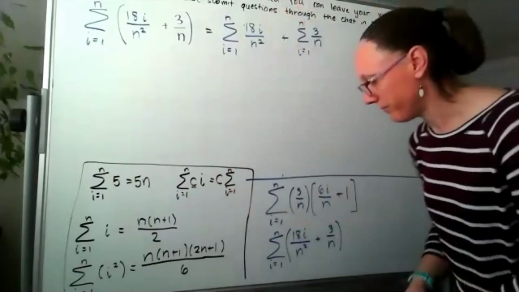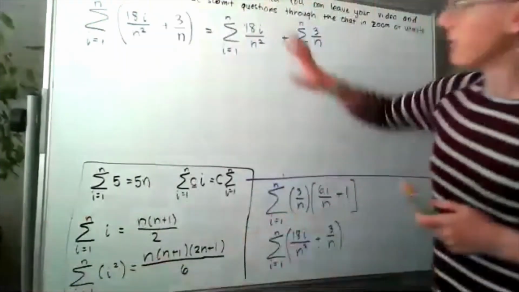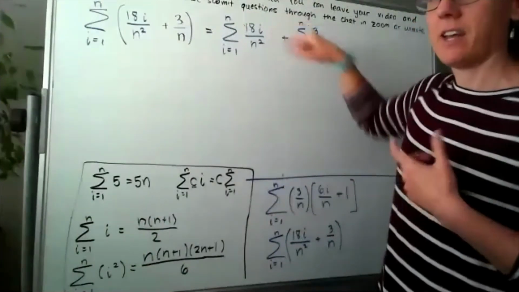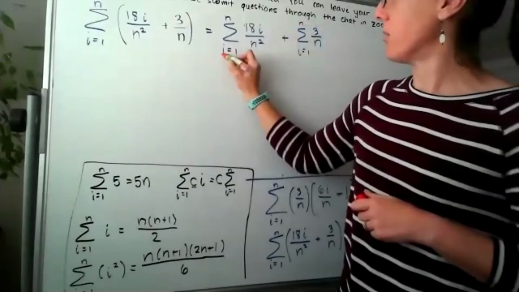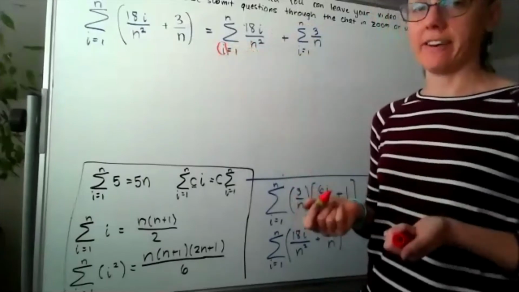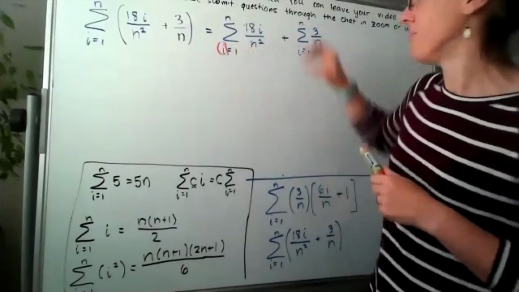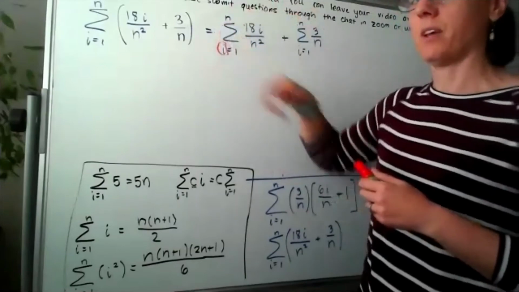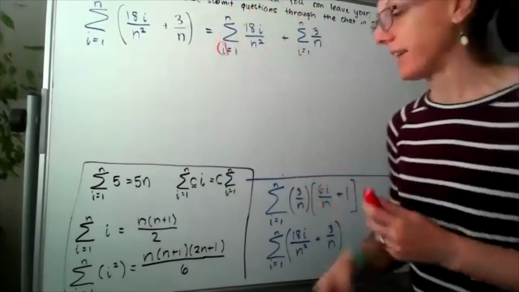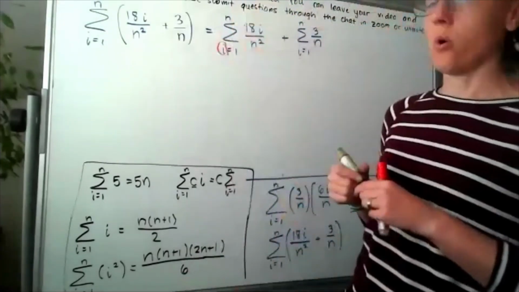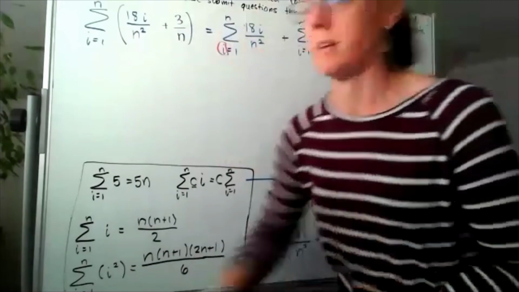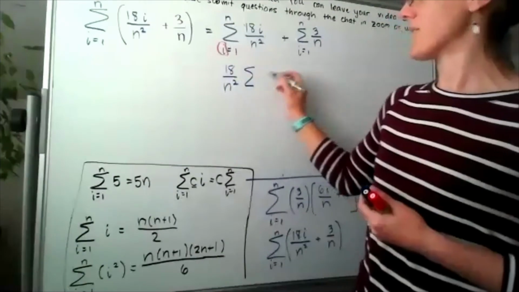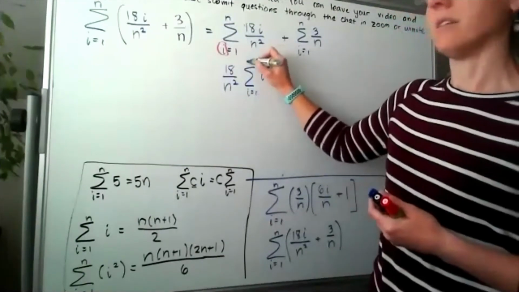So back up here to our problem. For this first summation, i is the only thing that isn't a constant. The way that I know that is whatever variable is down here, that's called our indexing variable. So that's the thing that is my variable in the problem, and anything else with respect to the sum is a constant, which means I can take the 18 over n squared and pull that out in front of the summation. So this becomes 18 over n squared times the sum of i from 1 to n.